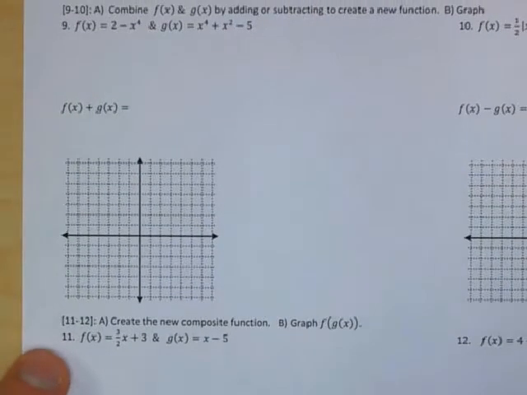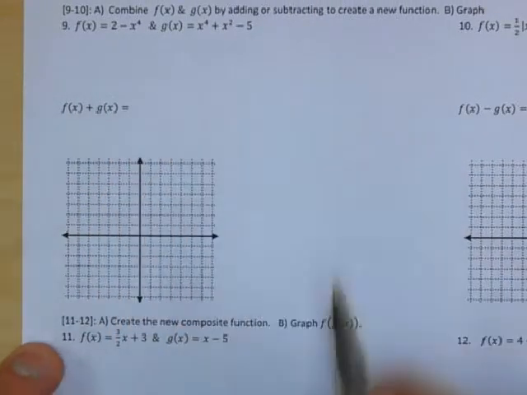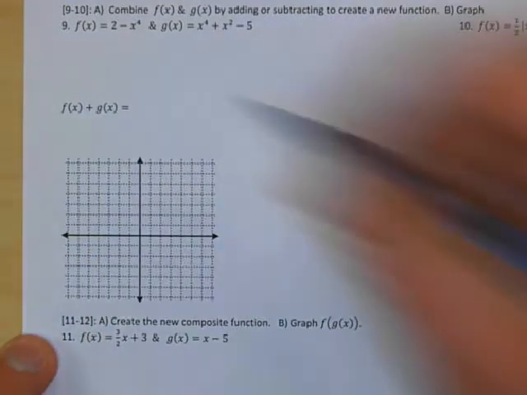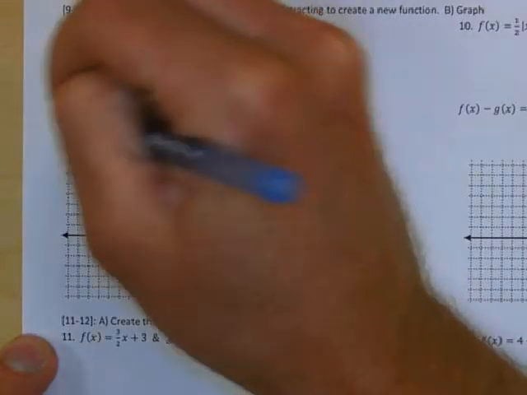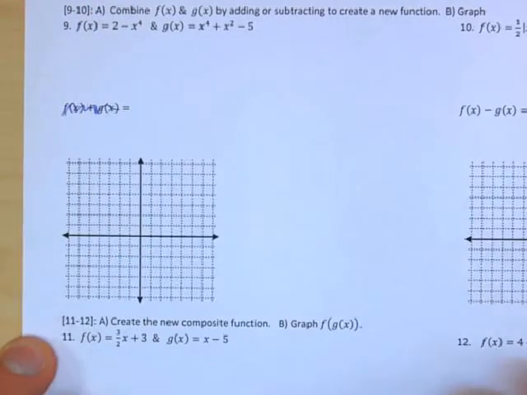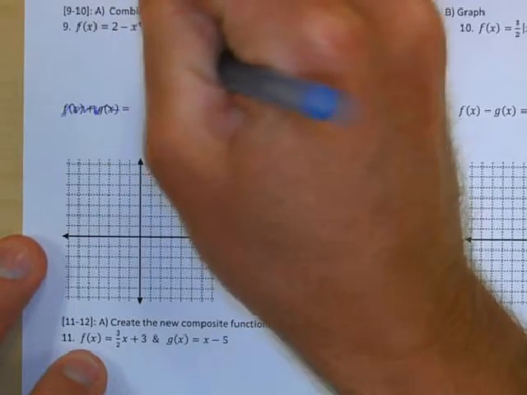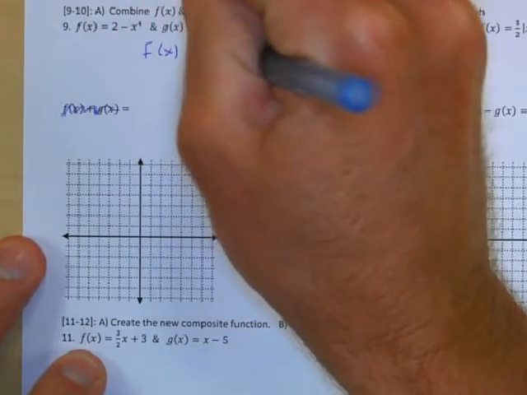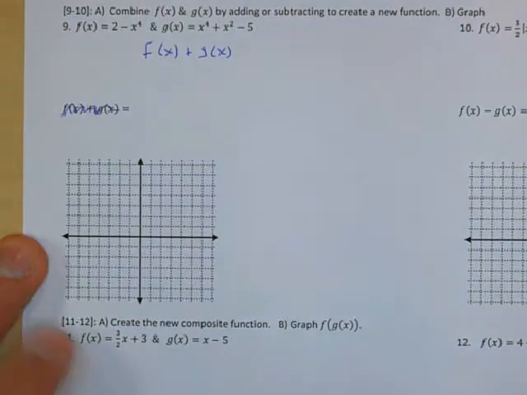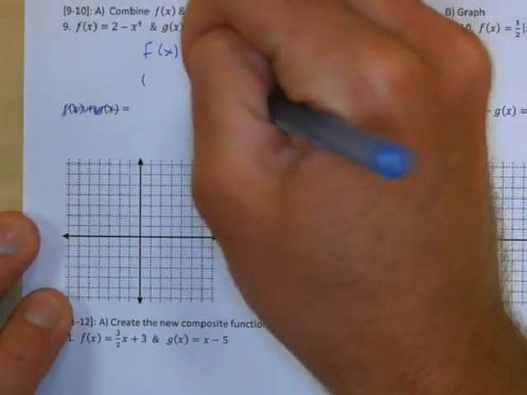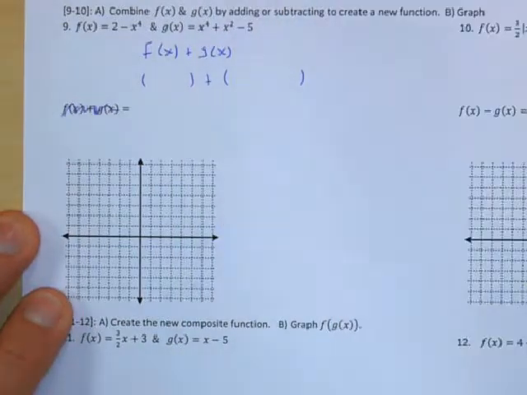Okay, so on number 9, we're given two functions, f of x and g of x, and we want to find f of x plus g of x. Let's not worry too much about this part right here. Let's just use this space to work. Well, to find that, we're just going to use a little substitution. We have whatever f of x is plus whatever g of x is.